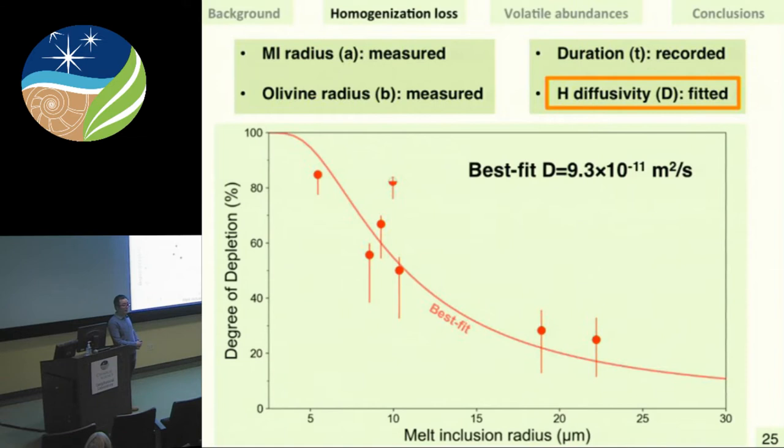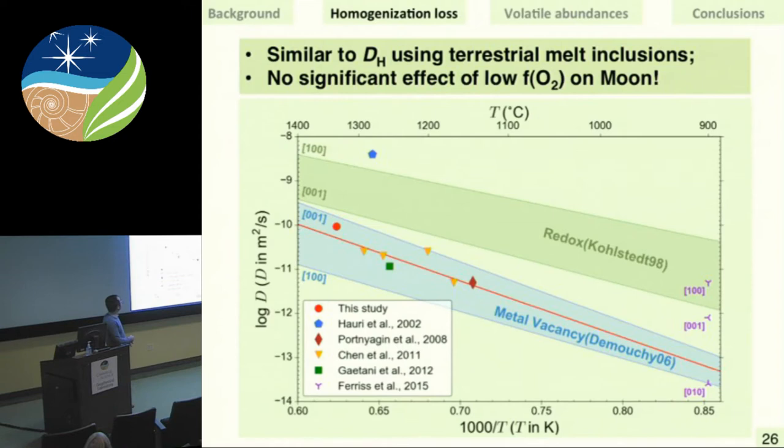This one outlier is marked in half-filled circles because we've seen low fluorine, chlorine, and sulfur concentration in this melting solution compared to all other melting solutions. And we suspect that this melting solution might have cracks in the host olivine that resulted in a higher degree of volatile loss during our homogenization experiments. And by fitting the data, we get a diffusivity of hydrogen of about 10 to the minus 10 meter squared per second in olivine. But what does it mean?